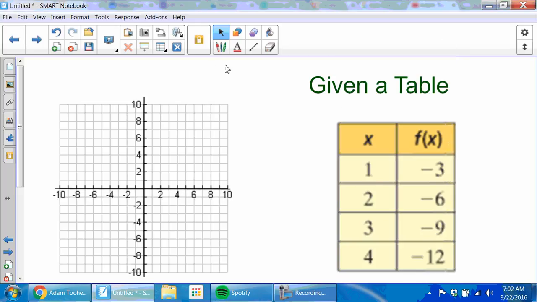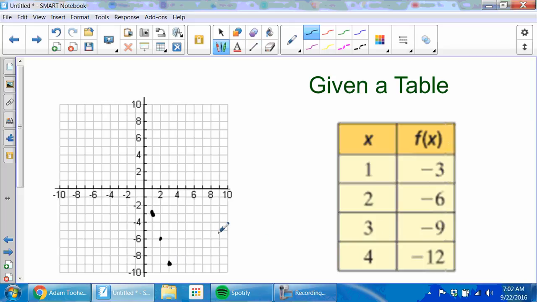Here we got one given a table. So now all I do is I plot the points given the table. So 1, -3, I go over 1, down -3. There's 1 point, then I go 2, -6, so 2, -6. 3, -9. And I can't really make 4, -12 because it's too far down, but it would be down here somewhere.